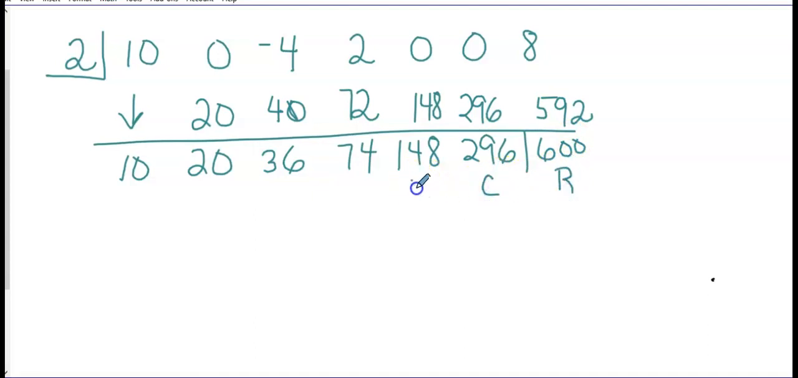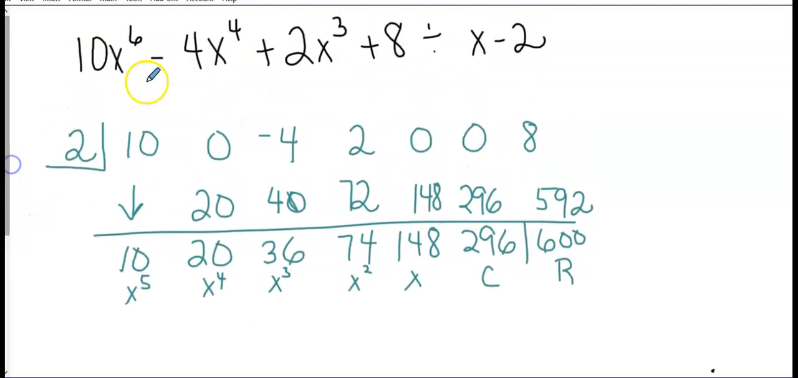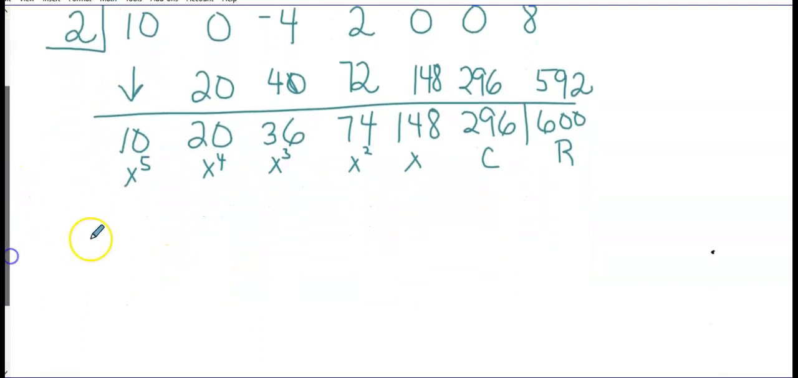constant, x term, x squared, x cubed, x 4th, and x to the 5th. I want to remind you too that if you start out with your highest degree term being x to the 6th, then your answer should be 1 below that. So whatever your highest degree term is in your dividend, your quotient should end up being 1 less than that degree. All right, so let's write our answer.